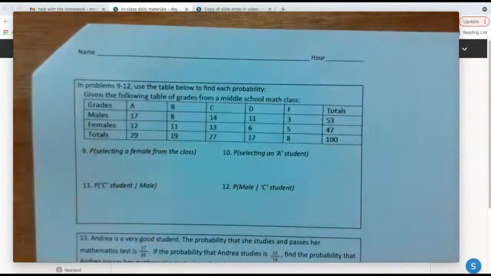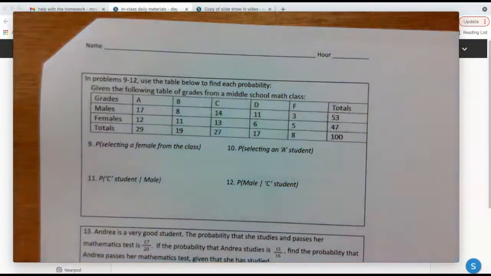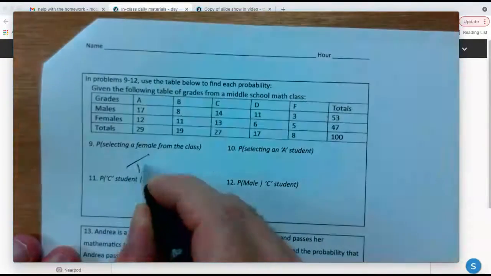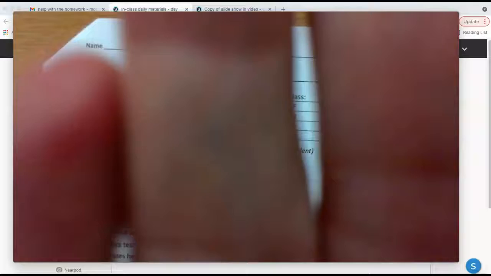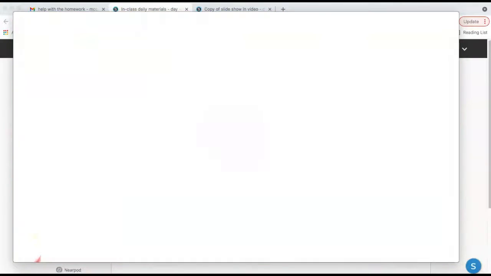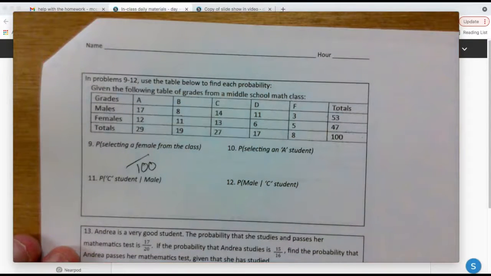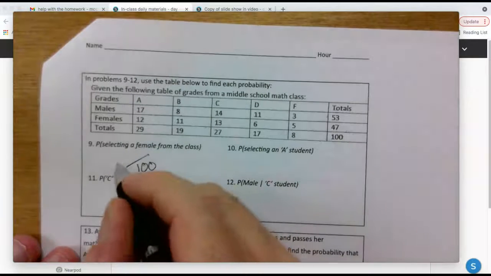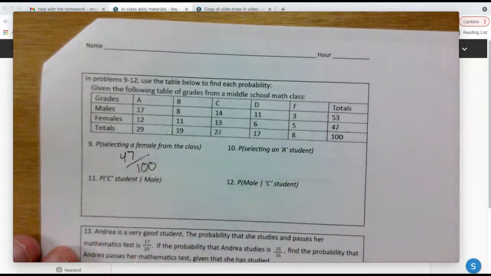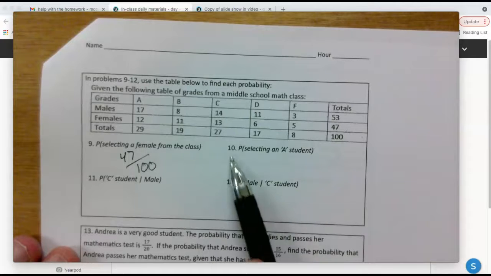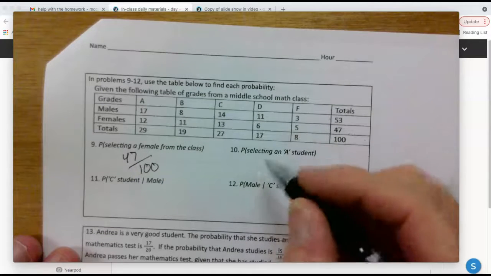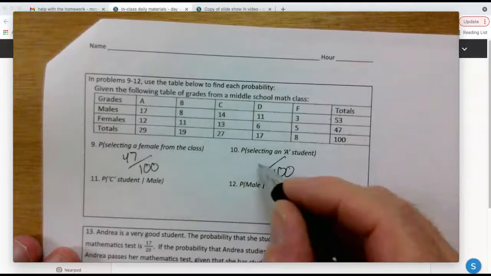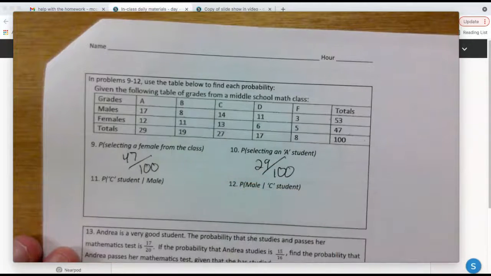All right, guys, this one looks like they already have the table in there, or the totals are there. So selecting a female from the class is out of 100. Oops, just a minute. There. How many females? Right there, 47. That's 47%. All right, probability of selecting an A student, again, it's out of 100. How many A students? Right there, 29. The total, okay.